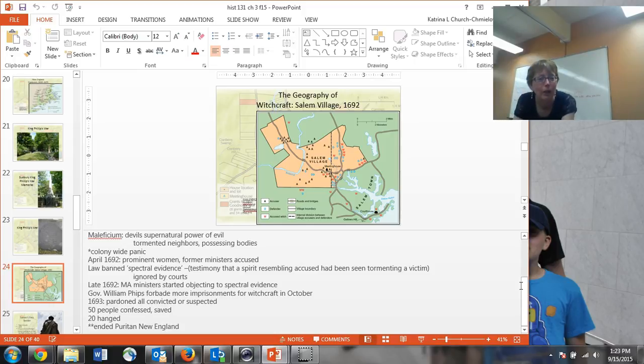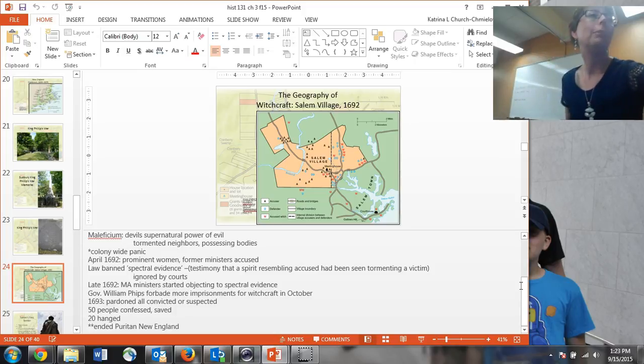And so by October, the governor forbade more imprisonments for witchcraft. One reason is because his wife was accused of being a witch. And so he finally said, we're gonna stop this. Okay? But it ended Puritan New England.